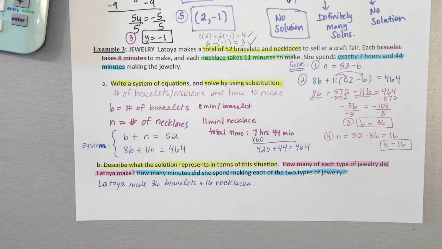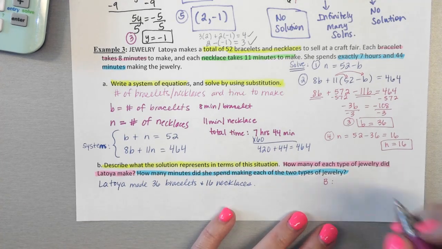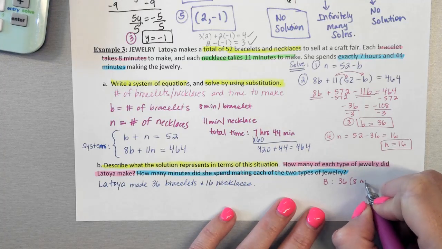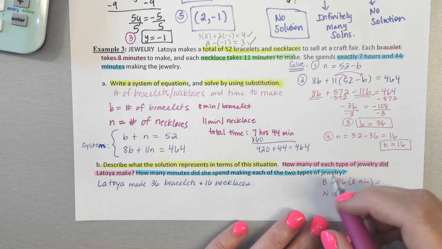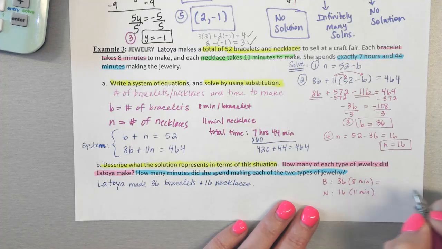And then how many minutes did she spend making each of the 2 types of jewelry? So, Caleb, how did you figure that out? I just multiplied how many she made times how long. Yep, so how many she made? 36. Bracelets, it said, took her 8 minutes, so we'll calculate that. And then the necklaces, she had 16. Those were 11 minutes. And then we'll calculate.